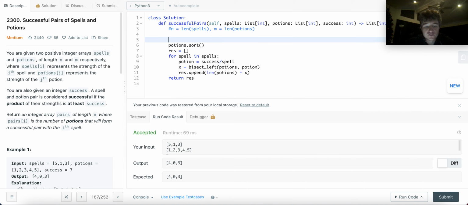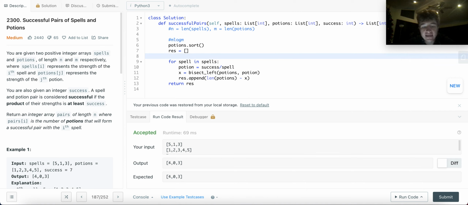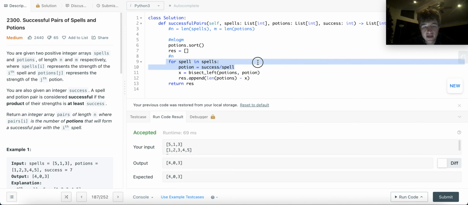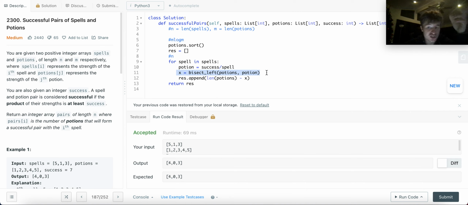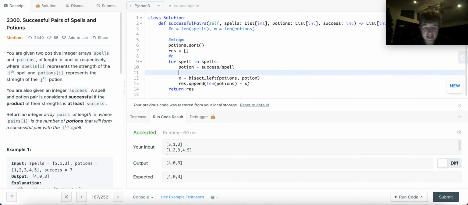Well, what do we have to do in this problem? Well, here we sort potions, right? So we have at least m log m here. We look at all n spells here. And then for each spell, we bisect potions, which basically means that we do a binary search on potions, which is going to take log of m time.